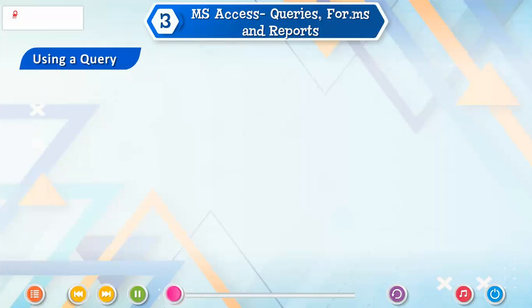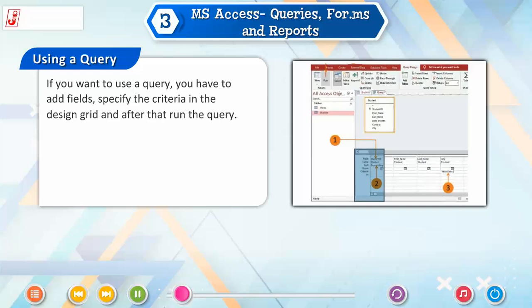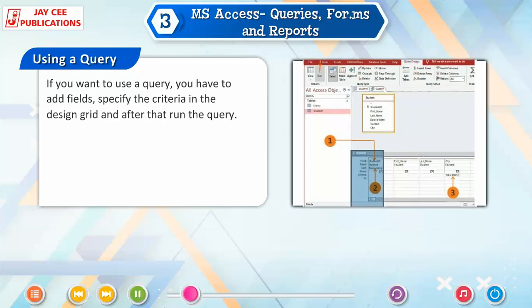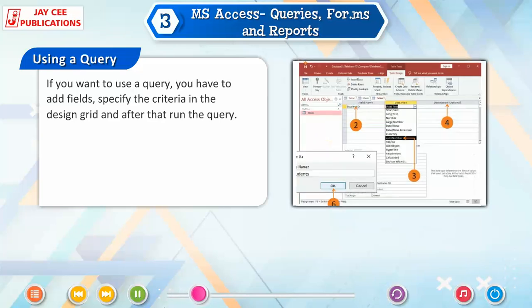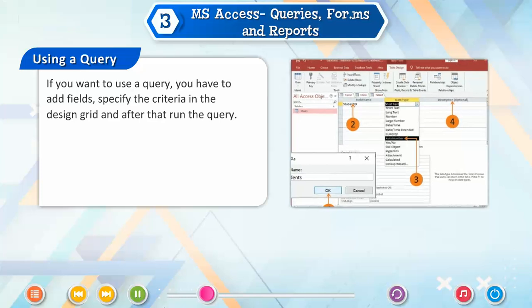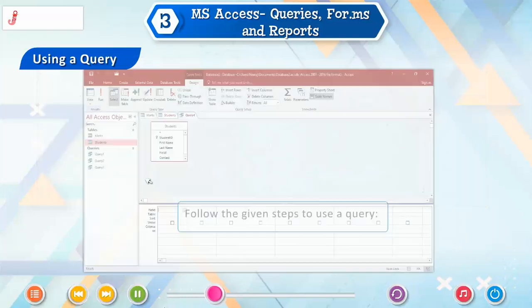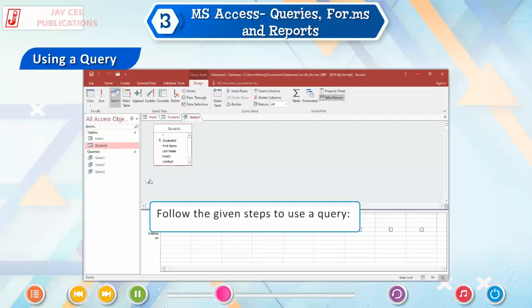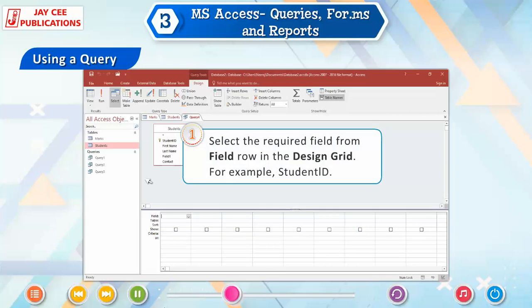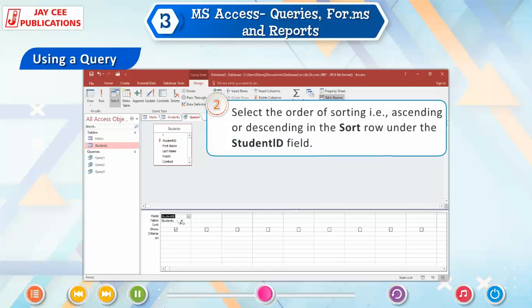Using a query. If you want to use a query, you have to add fields, specify the criteria in the design grid, and after that, run the query. Follow the given steps to use a query. 1. Select the required field from the field row in the design grid. For example, student ID. 2. Select the order of sorting, that is ascending or descending, in the sort row under the student ID field.